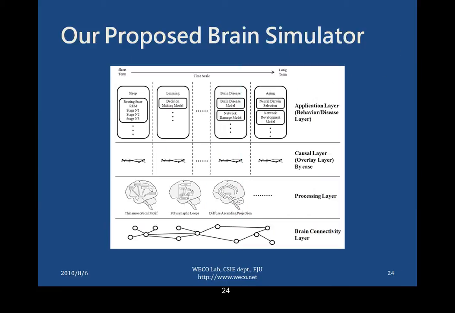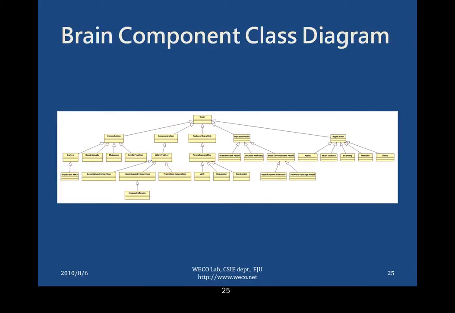So finally, in the discussion, this is our proposed brain simulator, and it is introduced in Jimmy's presentation. And this is the brain component class diagram we made up as a draft in the beginning. So we focus on the computing component and the communication component and the protocol data unit. The protocol data unit represents the neurotransmitters.